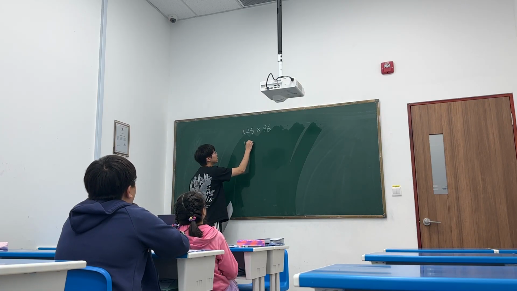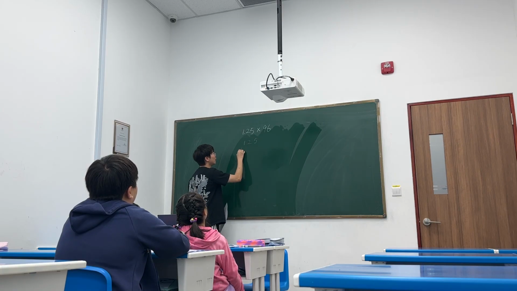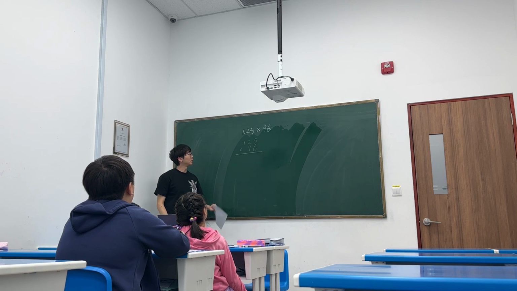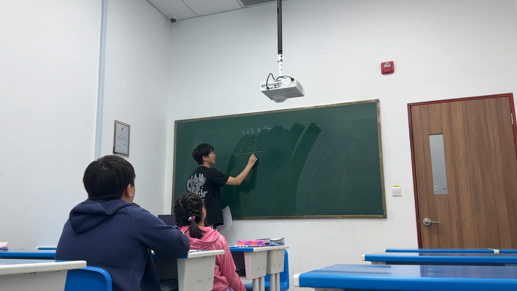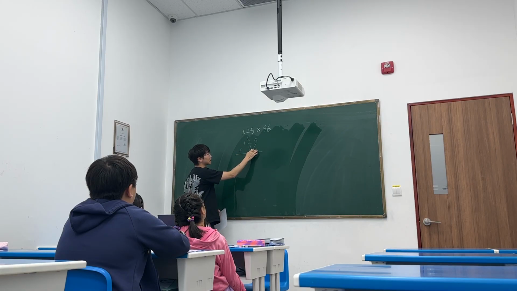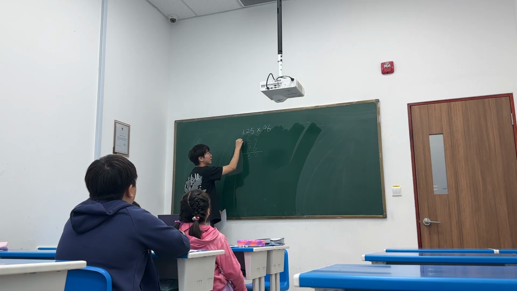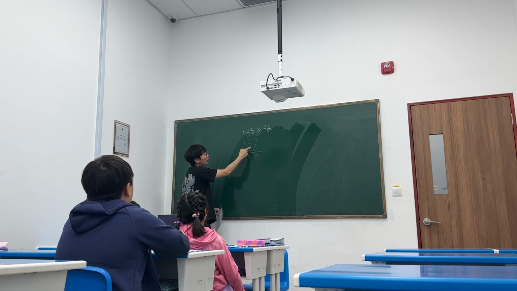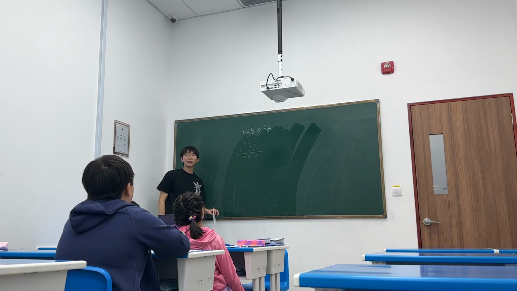So it becomes 125 times 96. So let's compute this equation. 5 times 6 equals to 30. So we're carrying digit 3. And 2 times 6 equals to 12 plus 3 equals to 15. So you get a 5 and carrying digit 1. And then 1 times 6 equals to 6 plus 1 equals to 7. But that is not all.